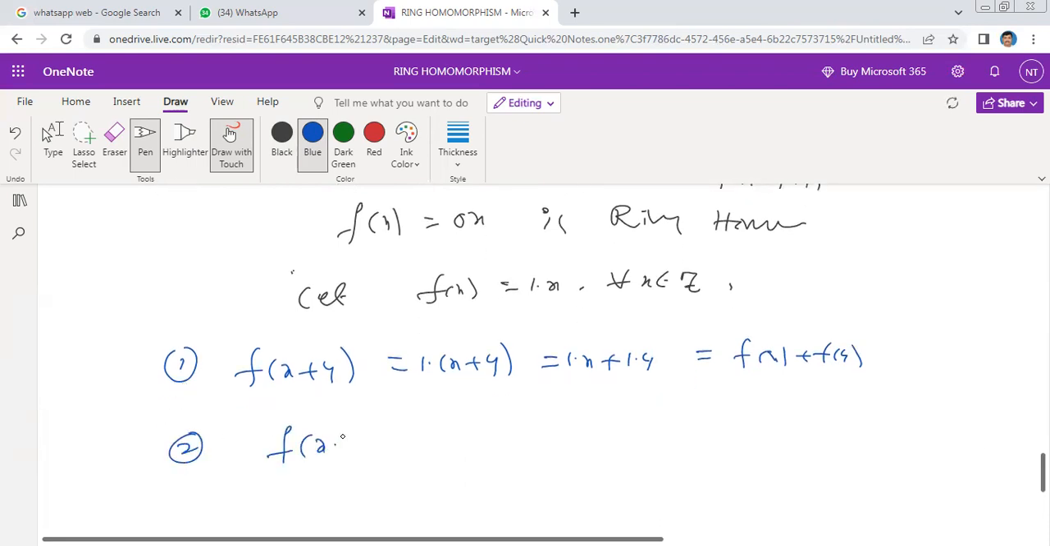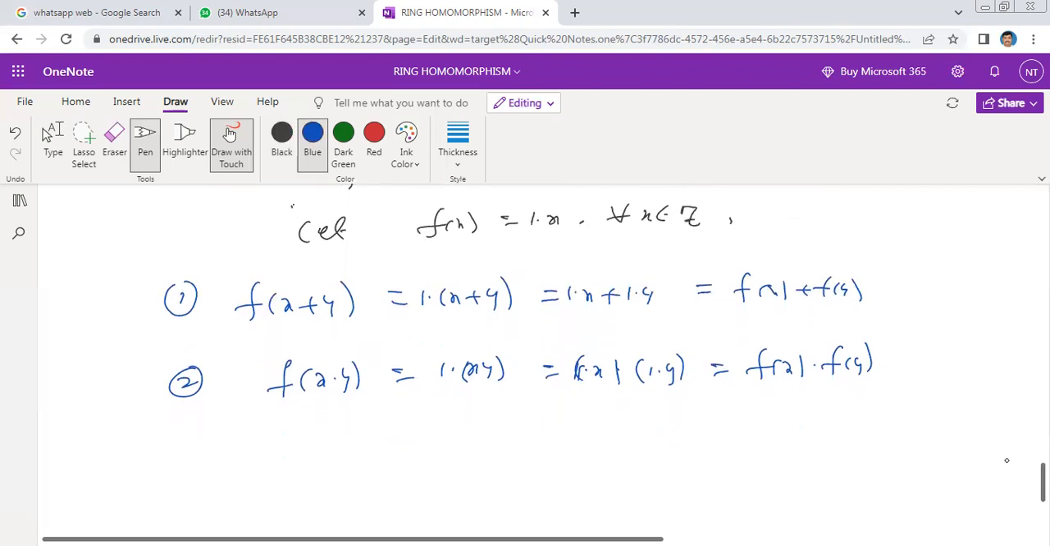Second condition: f of xy under multiplication is 1 times xy. This is equal to 1 into x and 1 into y. Therefore, it is f of x into f of y. Therefore, f of x equal to 1x is a ring homomorphism.